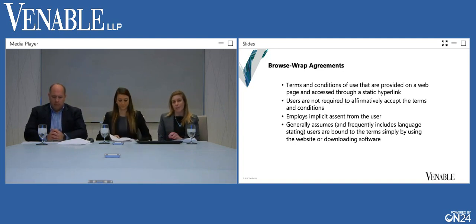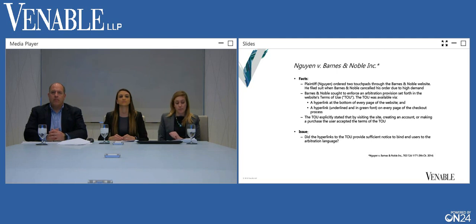So when clients come to us with questions about browse wrap agreements, we usually turn to the seminal case on the issue, which is Wynn versus Barnes & Noble. So in this case, which was decided by the Ninth Circuit in 2014, the plaintiff, Wynn, ordered 2 touchpads from Barnes & Noble's website. So he put in his order, he received confirmation that the order had been received and processed, and then ultimately received an email from Barnes & Noble saying that they couldn't provide him with the touchpads due to a high demand.